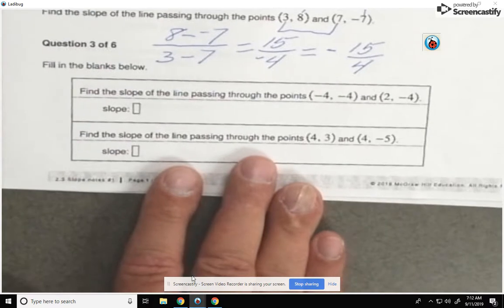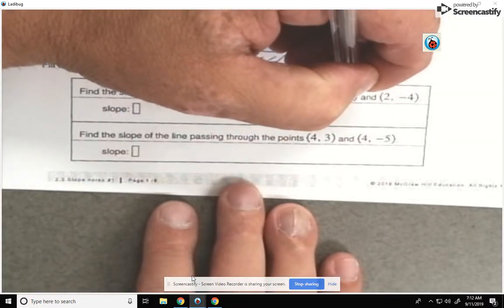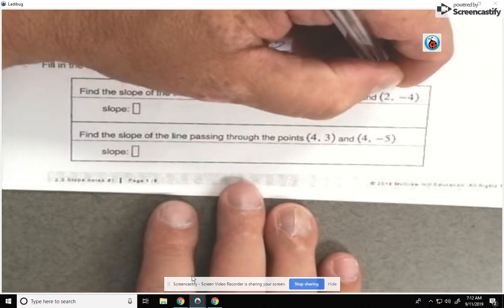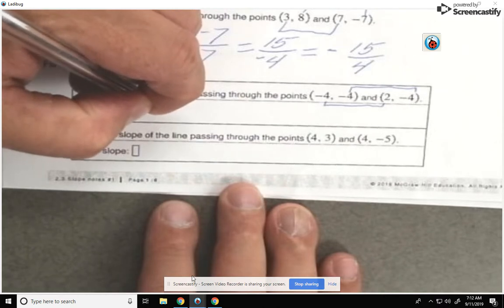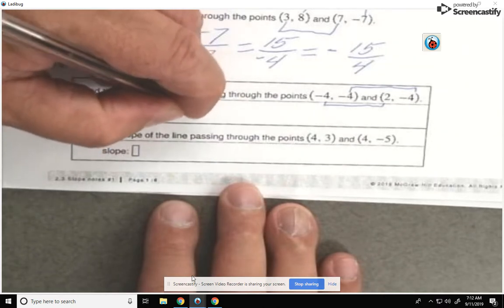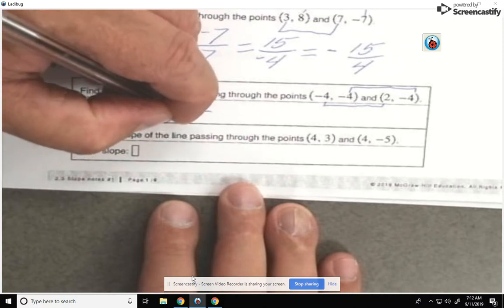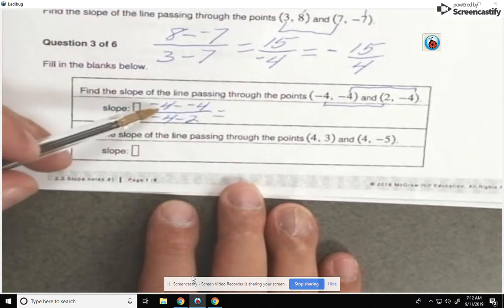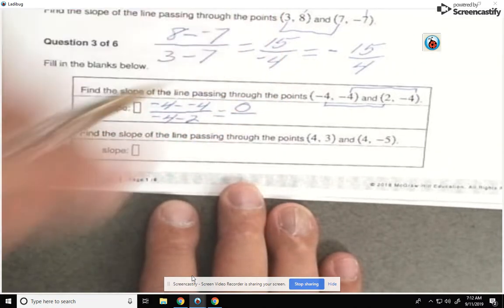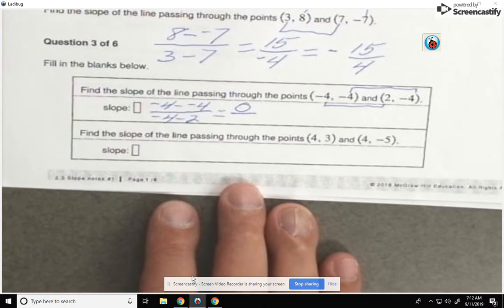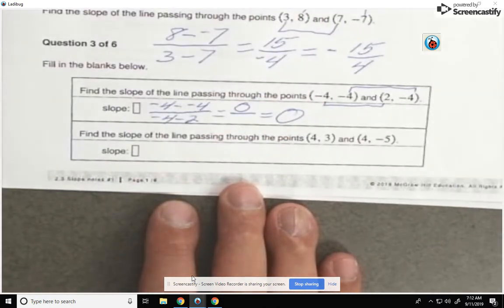Okay, question 3 is very similar, but notice that at the very beginning, we have change in y over change in x, so we'd have -4 minus -4 over -4 minus 2. So here, -4 minus -4 gives me 0. Since I have 0 on the top, I don't even need to bother calculating my bottom. I know that it is going to be 0.